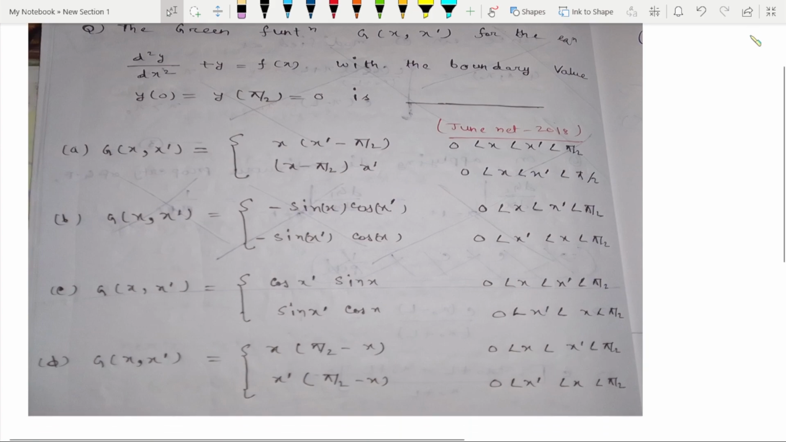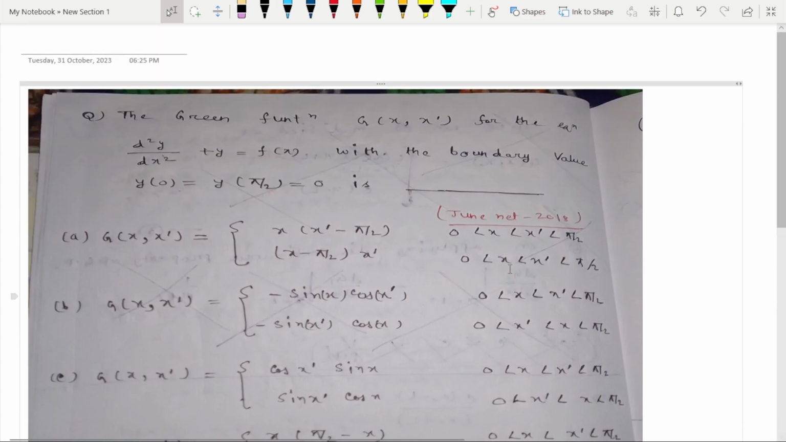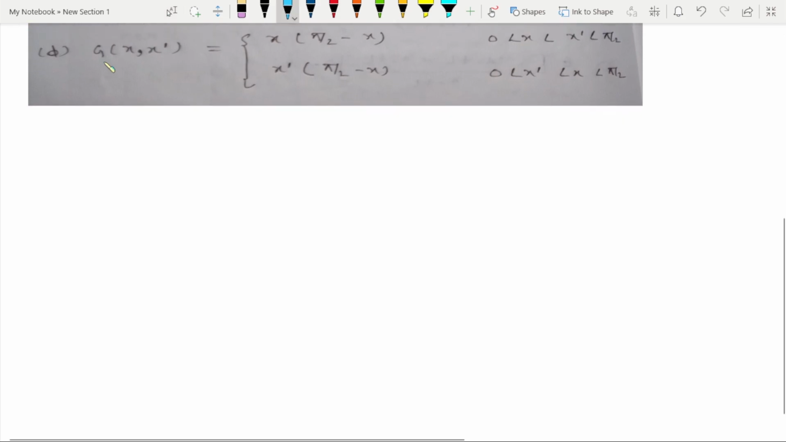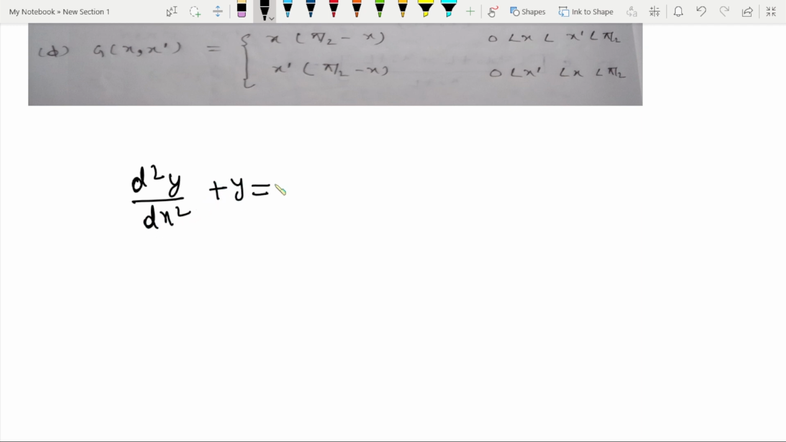So let us do the first step. Our Green's function is, d2y/dx square, this is actually our differential equation which is given, equals f(x). So our first step is to find p(x) and p(t). Here the coefficient of d2y/dx square is 1. So p(x) is 1, therefore p(t) is also 1.